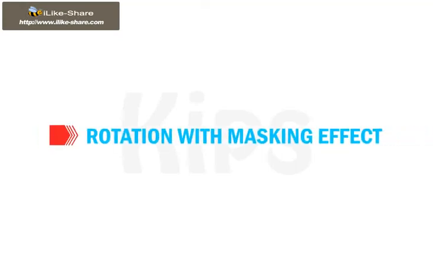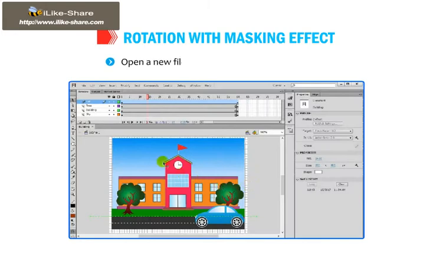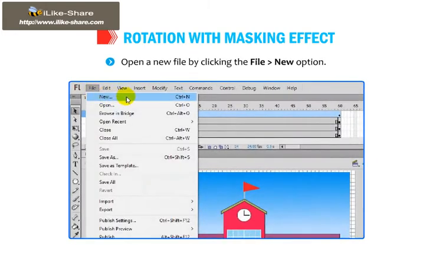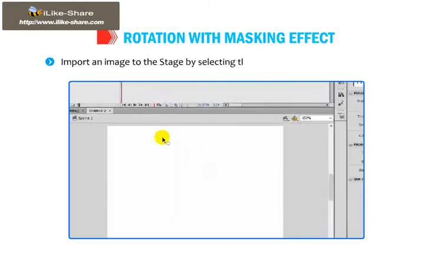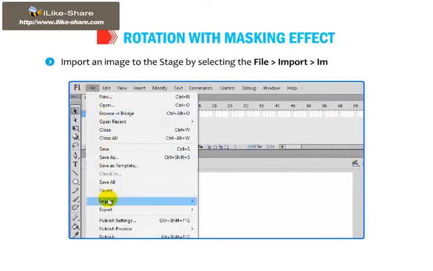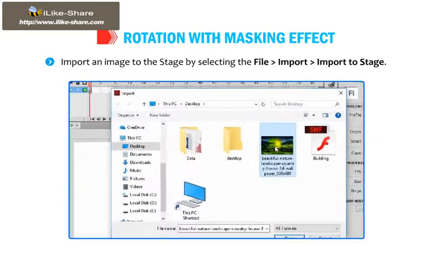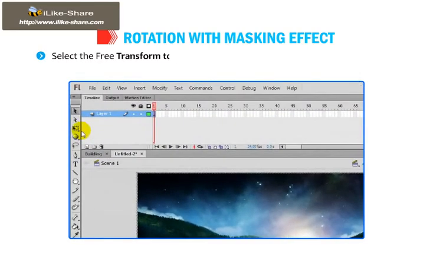Students, let's understand how to rotate with masking effect. Open a new file by clicking the File, then New option. Import an image to the stage by selecting the File, then Import to Stage. Select the free transform tool and drag the image to fit in accordance with the stage.